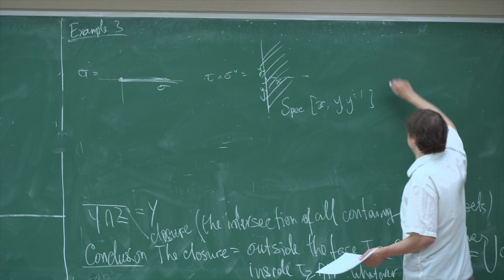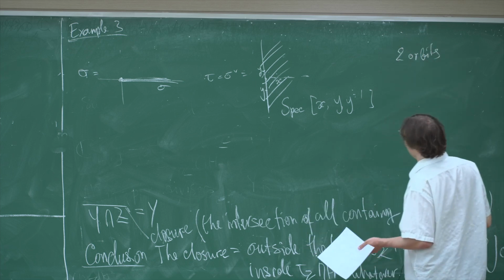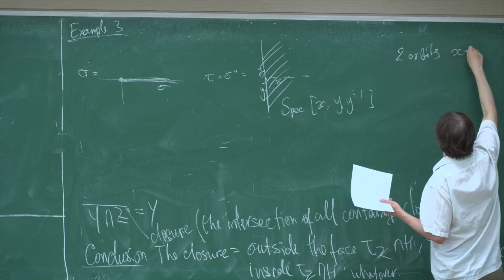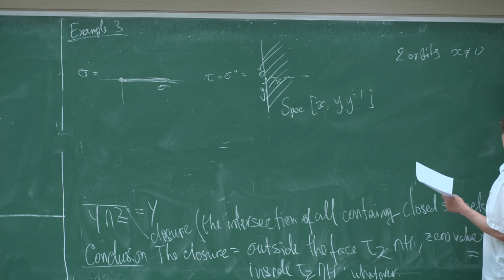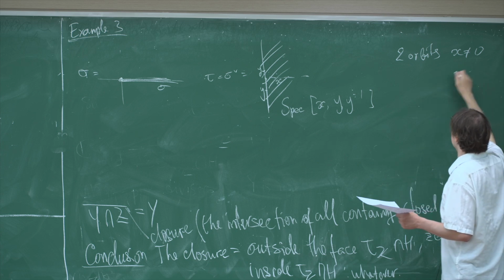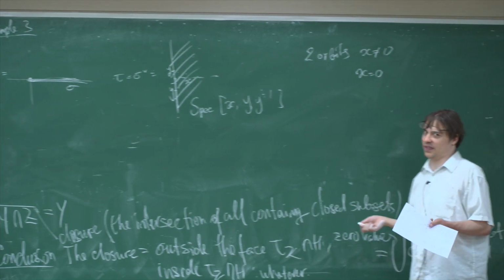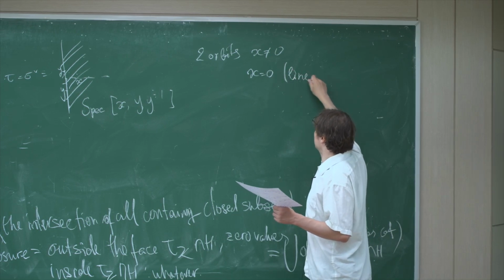And we have 2 orbits. Y is always non-zero because it's invertible, but there is an orbit where x is also non-zero. And this is the torus. And then x equals 0, which means a coordinate line without 0. It's a line without a point.